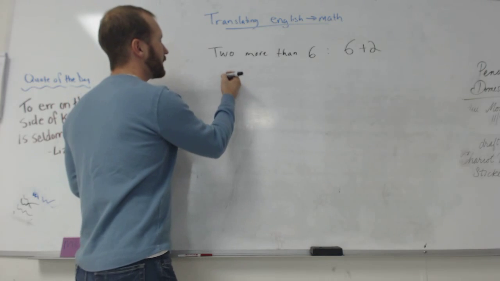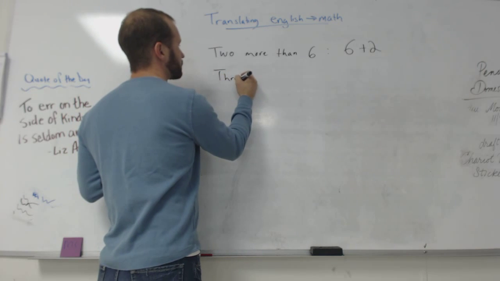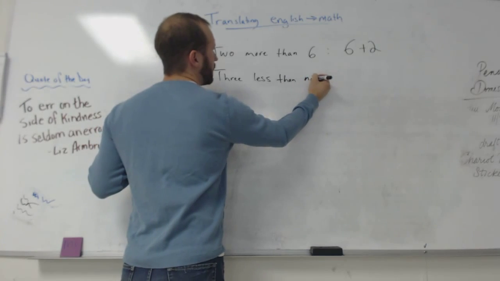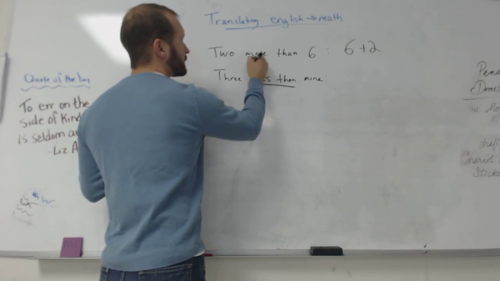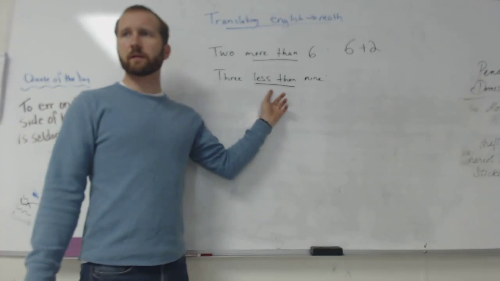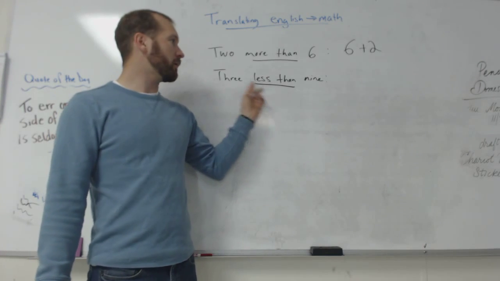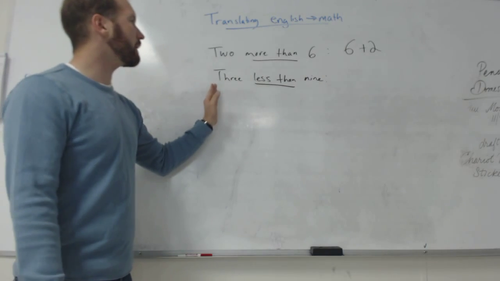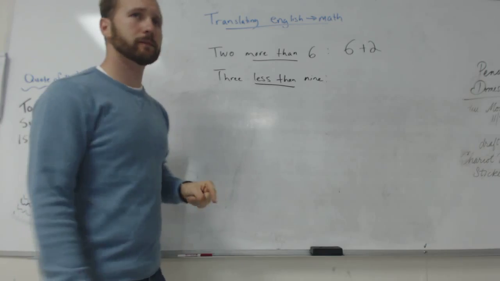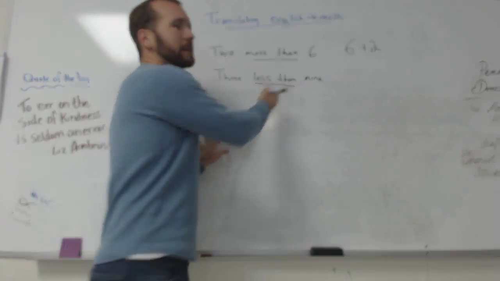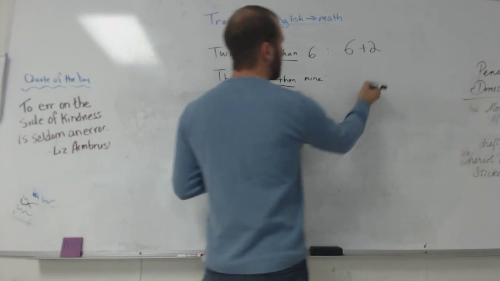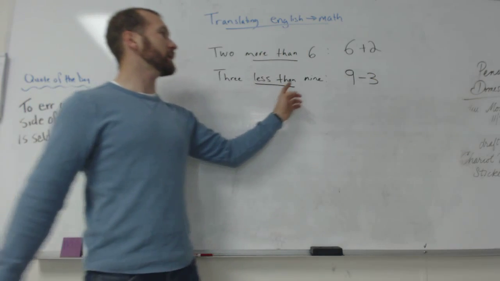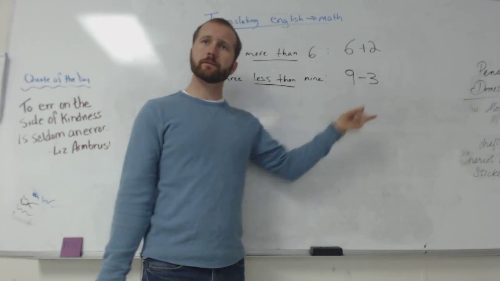But let's say it had said 3 less than 9. If it says "less than" instead of "more than," it's even more important that we write the 3 less than over to the right. So how would I write 3 less than? Minus 3, and then I put the 9 in front of that. So 3 less than 9 is 9 minus 3.